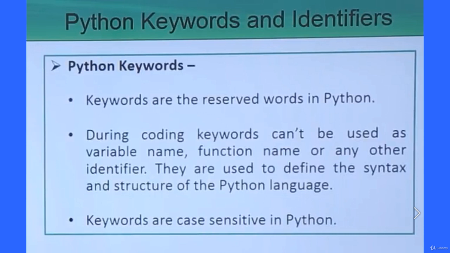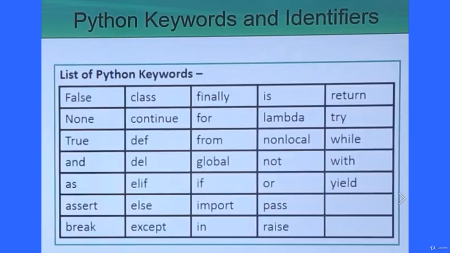In our Python tutorial, we will be using almost all keywords in different sections as required. Keywords are case sensitive in Python. This is the list of different keywords available, and you can find that we have 33 keywords: 5 columns and 7 rows. All these keywords will be discussed in the next videos as required, because without them we cannot write our code.